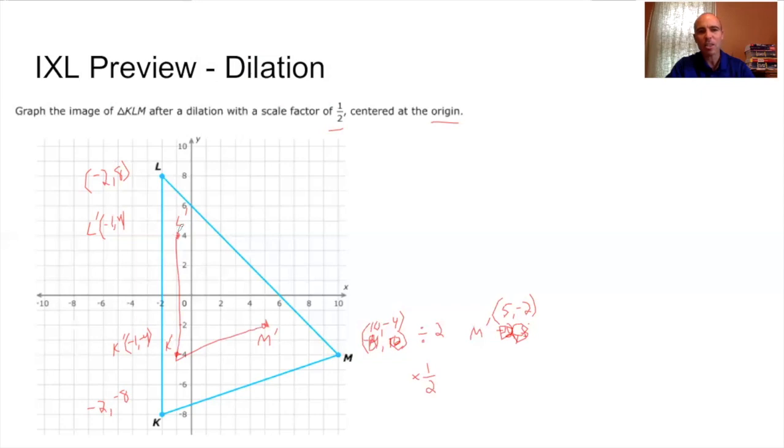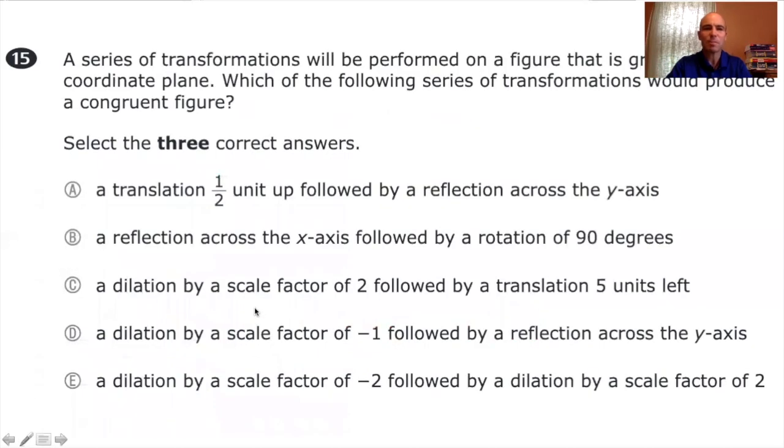Anyway, so dilation centered at the origin, pretty simple, right? You just multiply all the coordinates x, y's by the scale factor. Okay, so an MCAS question here. A series of transformations will be performed on a figure that is graphed on a coordinate plane. Which of the following series of transformations would produce a congruent figure?